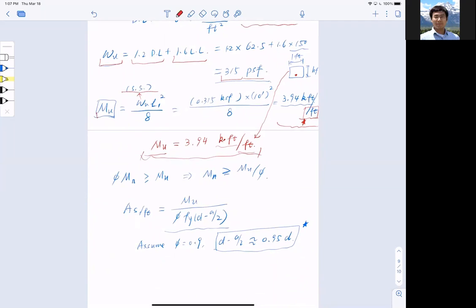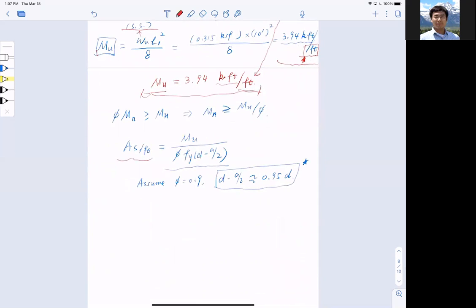The name of the game is to find the corresponding reinforcement for it. So you learned that from the flexure design: A_s per foot equals M_u divided by phi f_y times (d minus a/2).